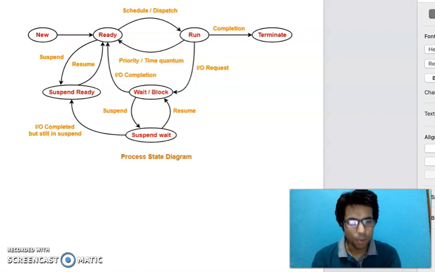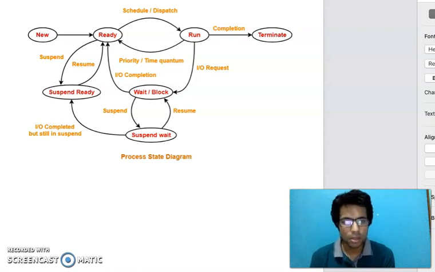The next state is the blocked or wait state. Whenever the process requests access to input/output, needs input from the user, or needs access to a critical region, it enters the blocked or wait state. The process continues to wait in the main memory and does not require the CPU. Once the input/output operation is completed, the process goes to the ready state, where the ready queue is already maintained.